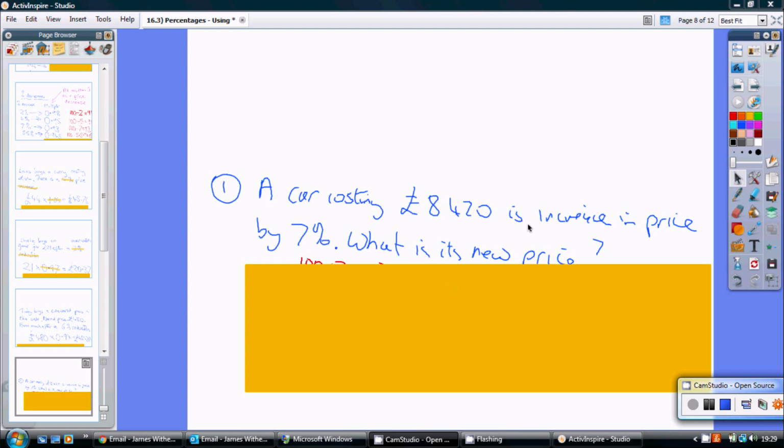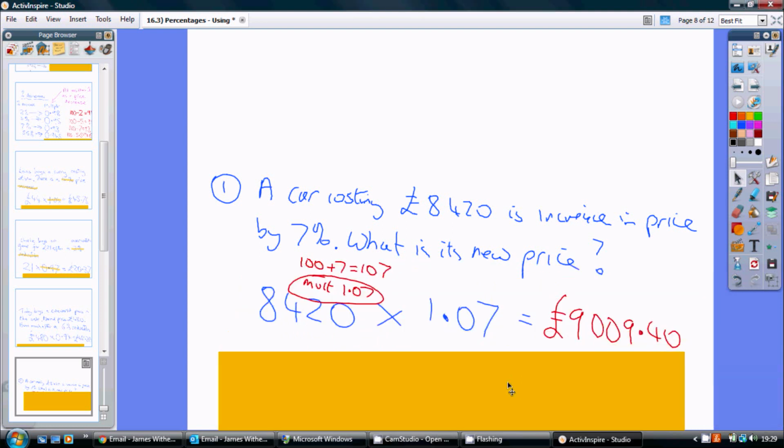So it's a 7% price increase. So we take 100% and we add 7% to it because it's a price increase. So 100% add 7% is 107%. 107% means 107 out of 100. 107 divided by 100, giving us a multiplier of 1.07. So we take the original cost of 8420, multiply by 1.07 with our calculator, giving us that final answer.